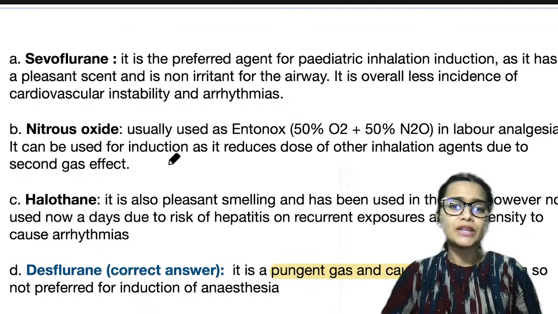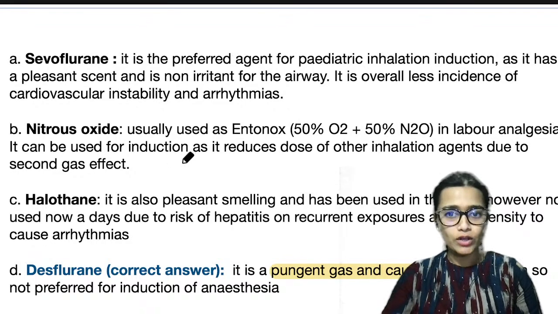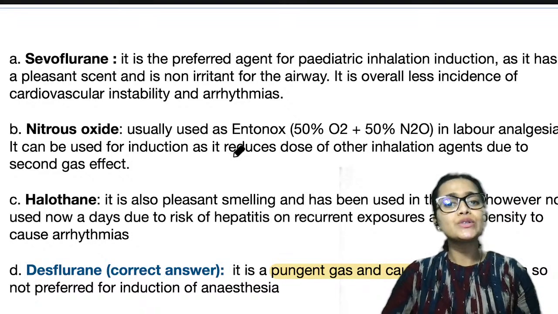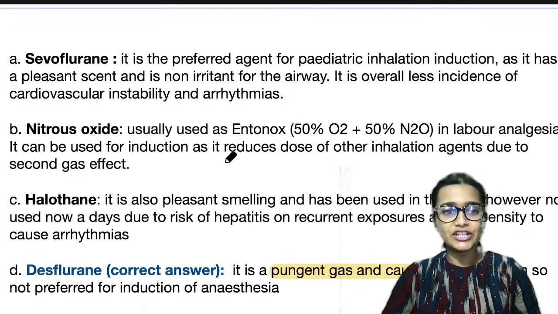Nitrous oxide, we know that it is used as Entonox, which is 50% oxygen and 50% nitrous in labor analgesia. So it can be used for induction as it reduces the dose of other inhalational agents due to an effect called the second gas effect. So it can be used.